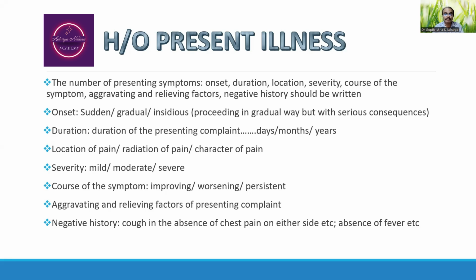For example, the person is having pain in the back, and it started with radiation from the loin to groin. After that, he's starting with hematuria, that means blood mixed urine. So this could be an insidious onset, wherein the person may have some kind of serious consequences. Likewise, onset has to be mentioned as either sudden, gradual, or insidious.